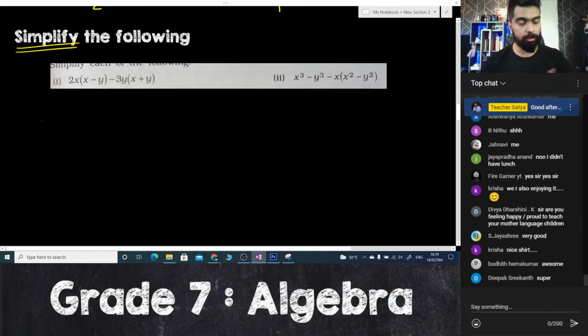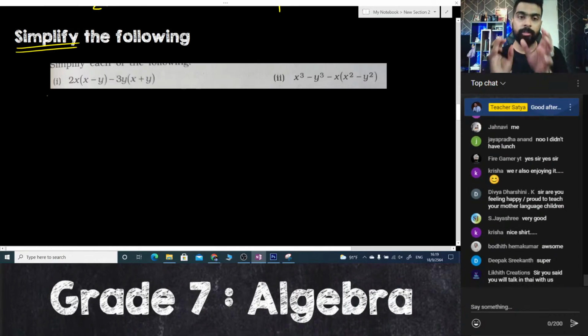All right. So first of all, guys, what we are going to do is use the distributive property to break the bracket.